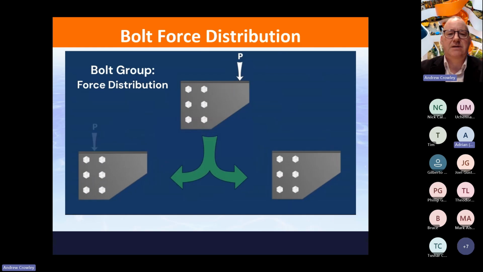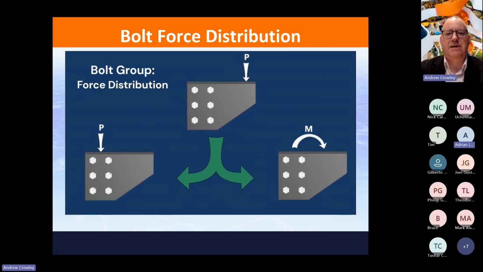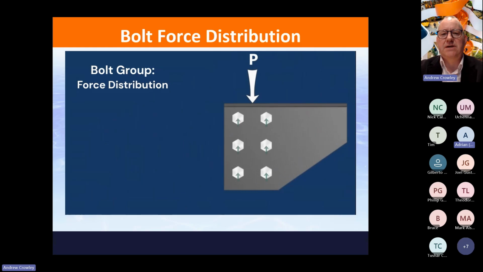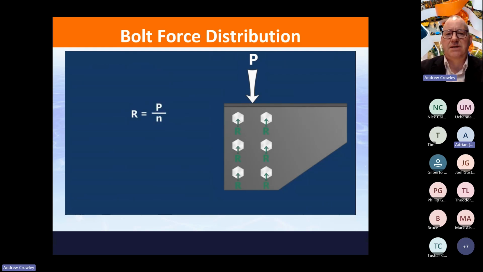We can break that into two components, the concentric load and the eccentric load causing the moment. So let's look first at the concentric load, and as I've mentioned, you just take the full load and divide it by n, the number of bolts, to give you the reaction in the bolt.